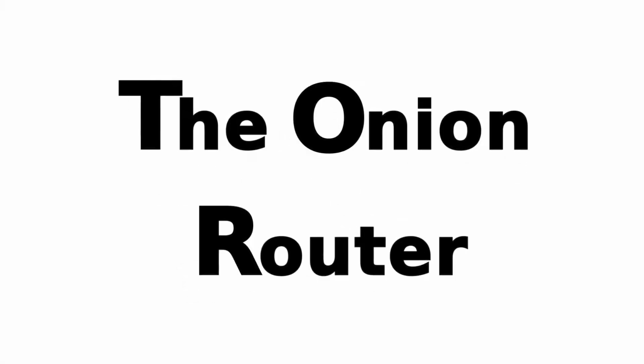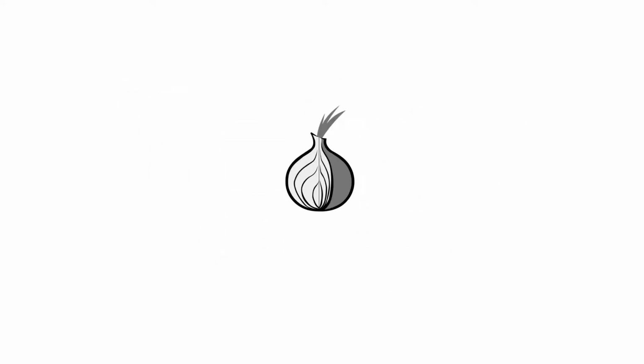Tor stands for the onion router. That's why the icon for Tor is an onion, and it's not a random name. There's a reason Tor uses an onion metaphor, which we'll explain soon. The problem Tor was built to address is this. When you use the internet, everything you do gives away your IP address. Your IP address is just a sequence of digits that looks like this.